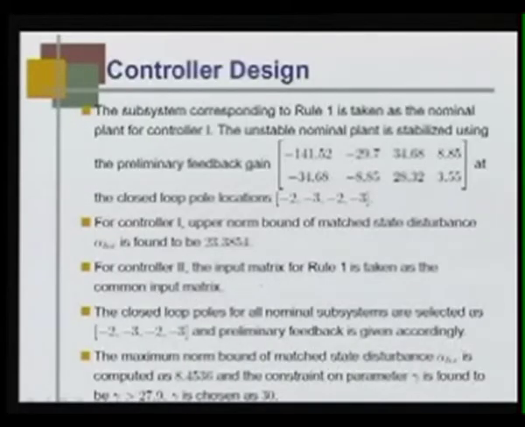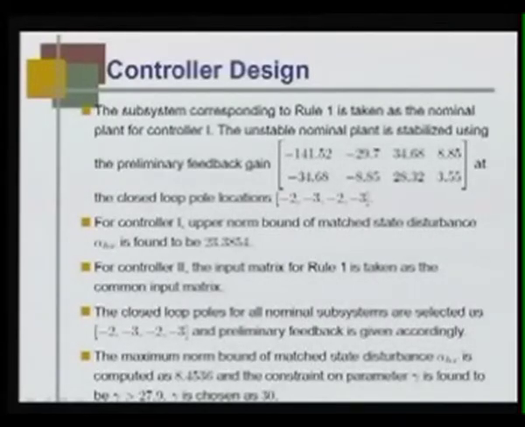So, done that, in the beginning I have to stabilize the nominal plant. To stabilize the nominal plant we place the poles at minus 2, minus 3, minus 2, minus 3, and we got these state feedbacks. You can use any MATLAB program or Ackermann's formula or any pole placement technique, and then you get this again.